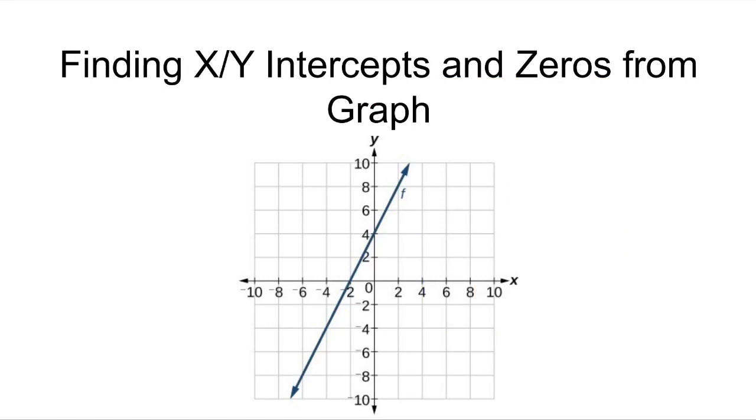Finding x and y intercepts and zeros from a graph. Looking at this one, to find the y-intercept, basically what we're going to do is look for where the line crosses the y-axis. Here, this would be 4. Finding the zero or the x-intercept would be looking where the line crosses the x-axis. In this case, this is -2.